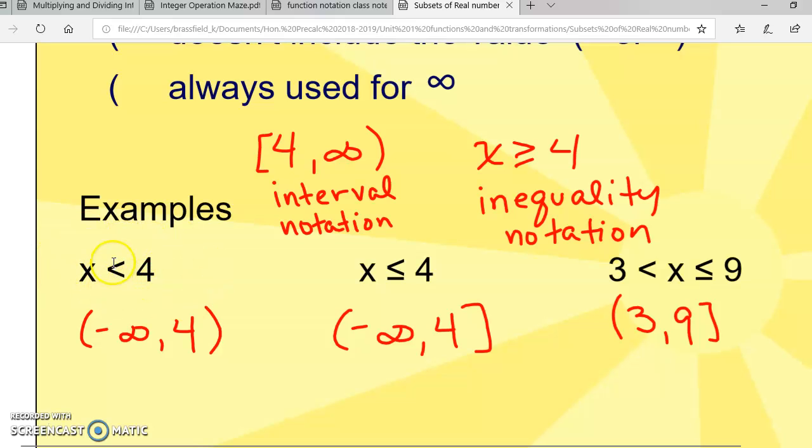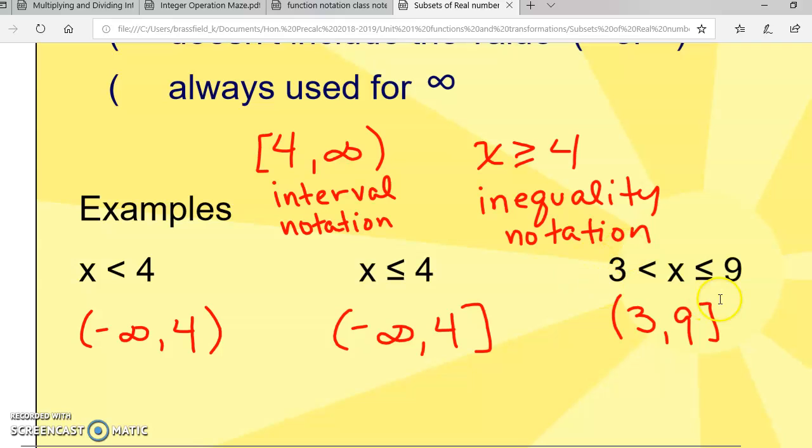Here's another example. x is less than 4. So I know I'm going to start at 4 again, but I'm going to go less than. I'm going to go to the left, to the negative direction. So I don't want to include 4. That's why the parenthesis is here. And I'm going to go all the way back to negative infinity. It just tells me to keep going on. And again, with infinity, you just close that.